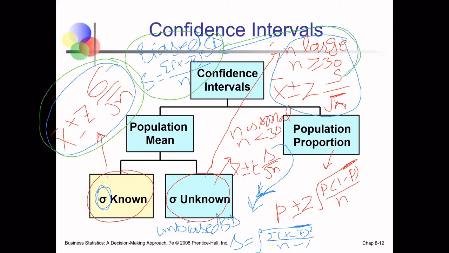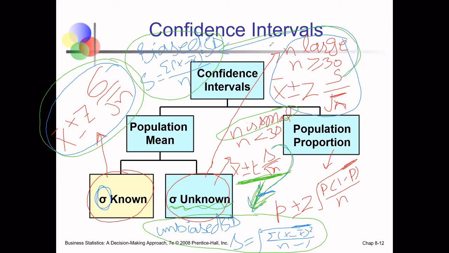The other method is when n is small. When we are using x bar plus minus t s by square root of n, we are shifting to the t distribution. Why? Because sigma is unknown and n is small. This is the condition to shift the distribution from z to t distribution, and we are using small s. Small s means unbiased deviation. You have seen the formula as well, the concept of unbiased deviation.